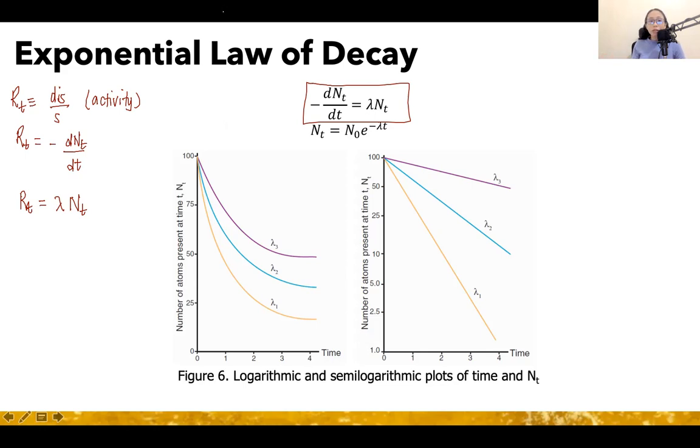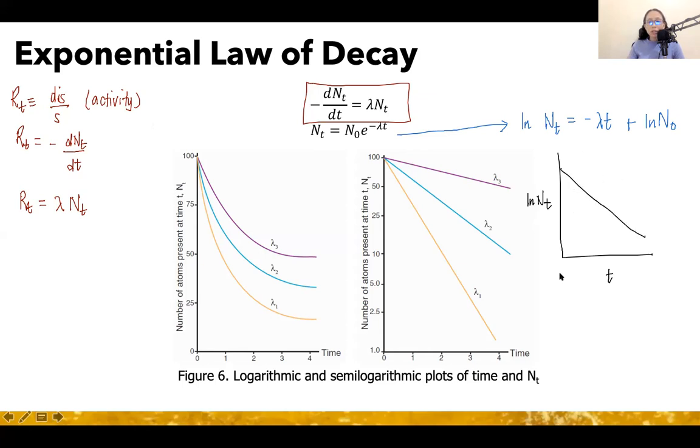In fact, this equation can also be transformed into a linear form just by getting the natural logarithm of both sides of the equation. So we will get this form of the equation. And if you plot time on the x-axis and ln, or natural logarithm of N sub t, on the y-axis, you will get a straight line with a negative slope. So this is your normal coordinate axis. This is not a semi-logarithmic scale.